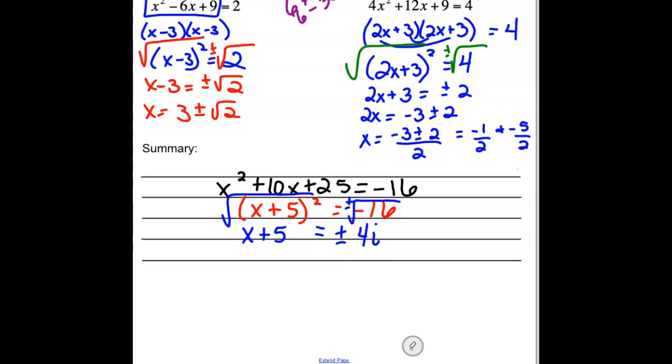So to simplify this, or to solve for x, I should say, we're going to subtract the 5 to the other side, and we can't really do any more than that to simplify. So our answer is negative 5 plus 4i and negative 5 minus 4i.